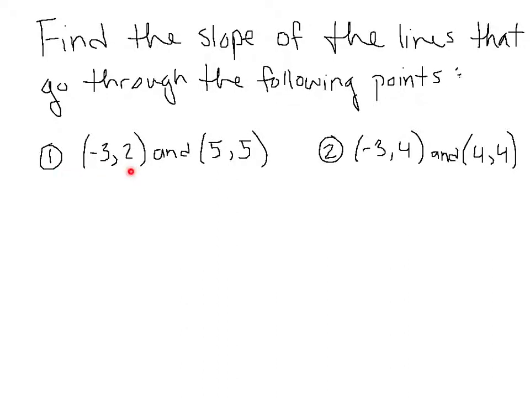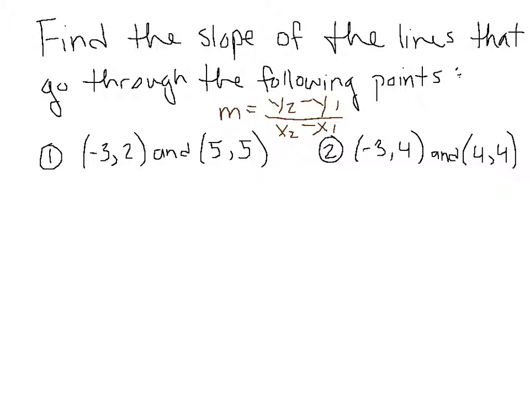Here are two problems asking us to find the slopes of the lines. In order to do that, we need to have the formula m equals y2 minus y1 over x2 minus x1. All this means is we have to subtract the y values divided by what you get when you subtract the x values. The order does not matter in which you subtract.